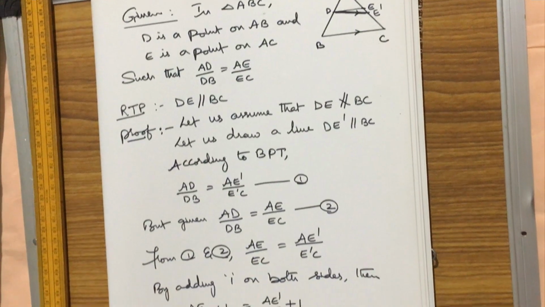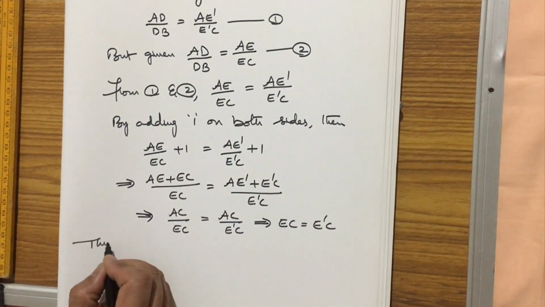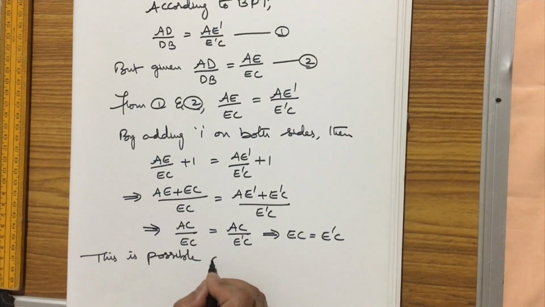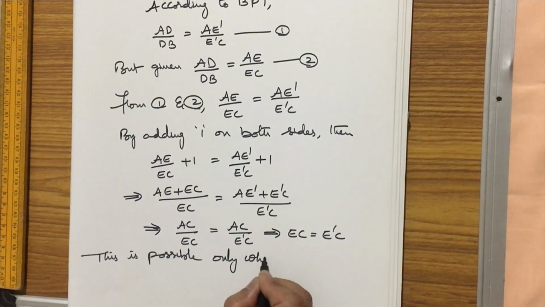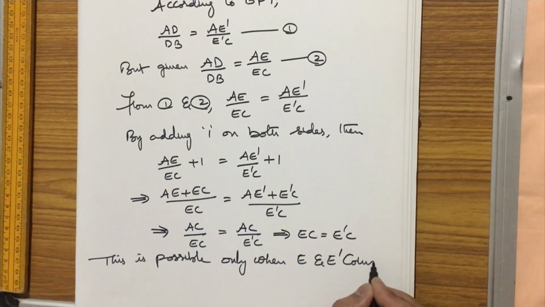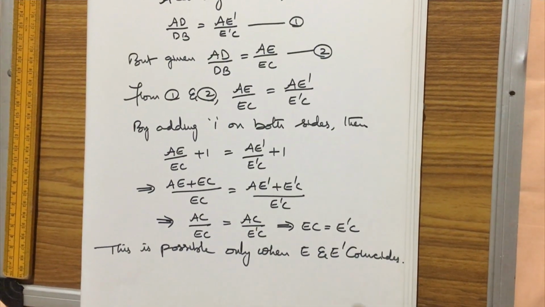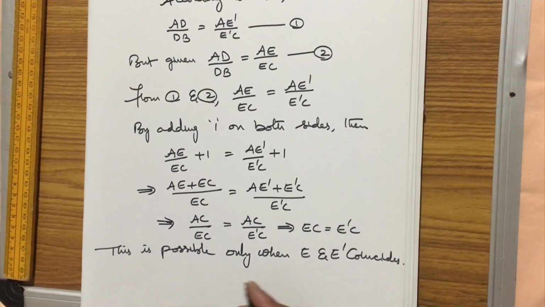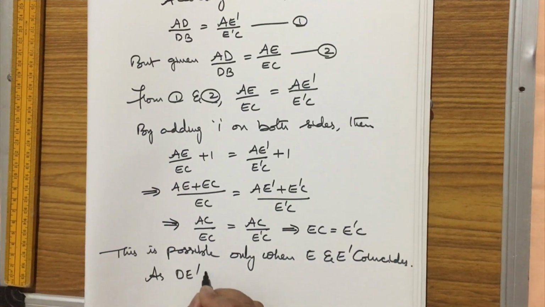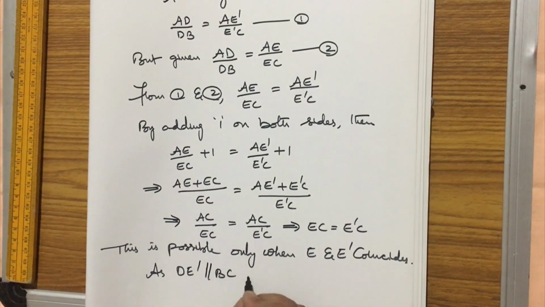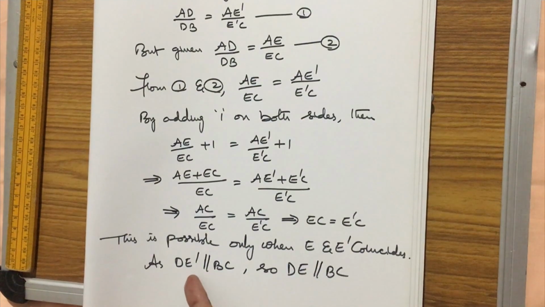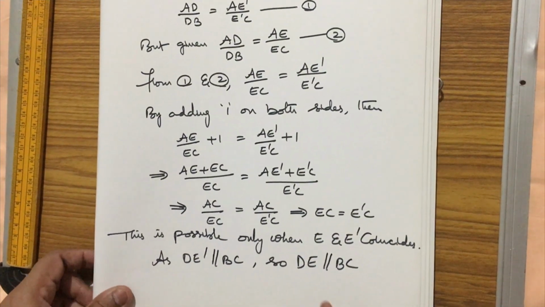Okay, here you have to write, this is possible only when E and E dash coincide. It means E and E dash must coincide. As here you can write DE dash is parallel to BC, so you can write DE is also parallel to BC, because E dash and E coincide. This is what we have to show.